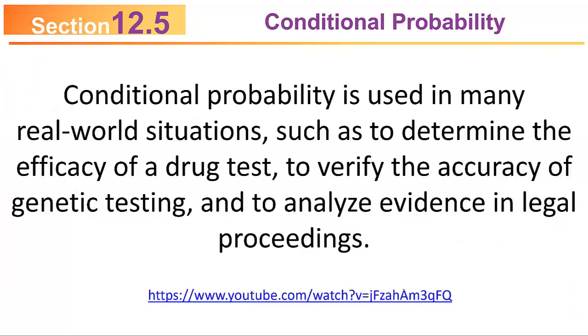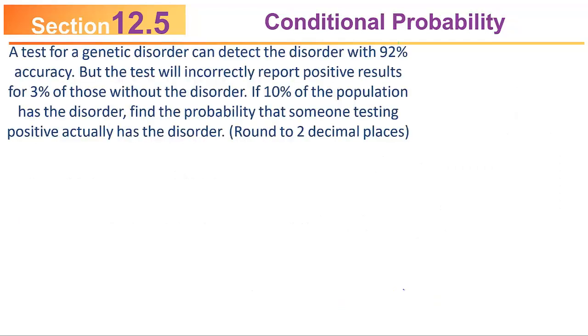Now, conditional probability really is a useful concept in real-world situations. One example is determining the efficacy of a drug test, maybe verifying some kind of genetic testing, or evidence in legal cases. There are just tons of things. I've got a YouTube link here for you if you want to explore this on your own, but it really is a very real-life, useful thing to know how to do. Having said that, let's do an example.